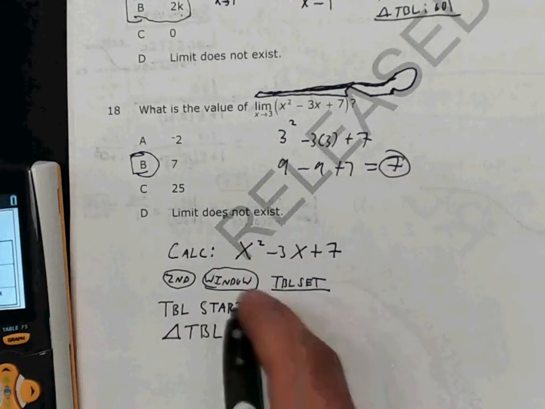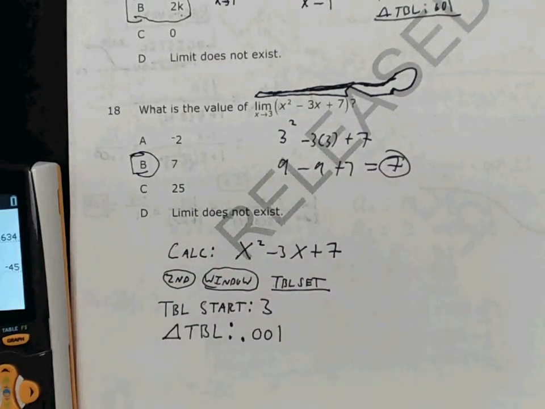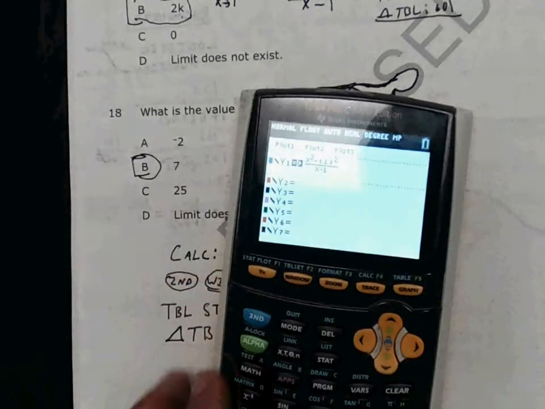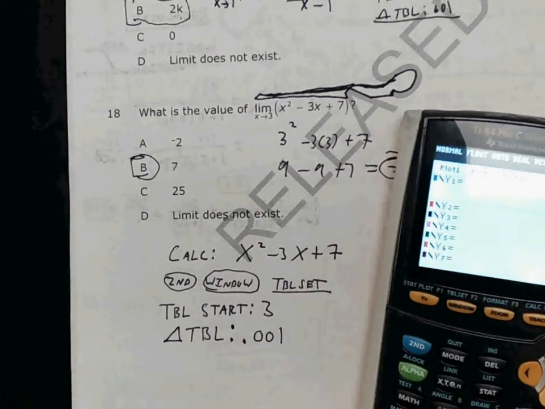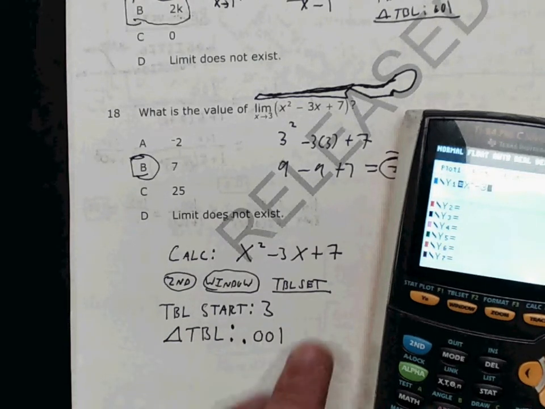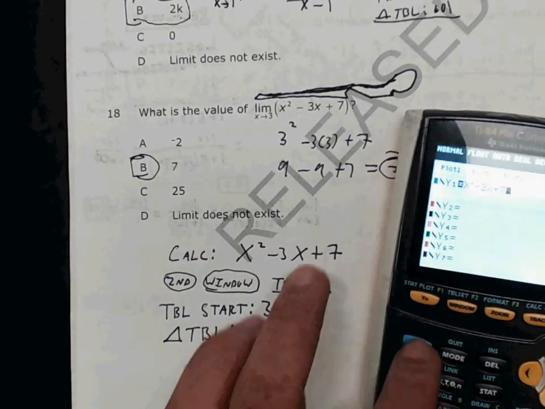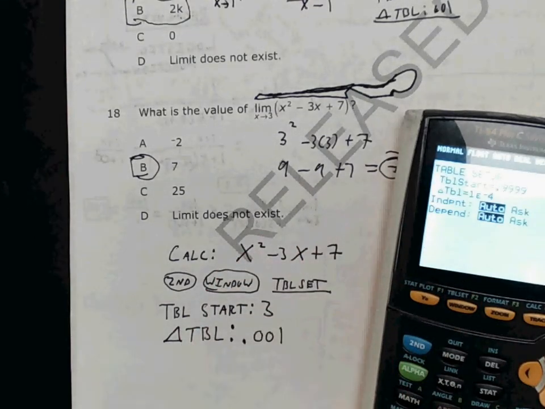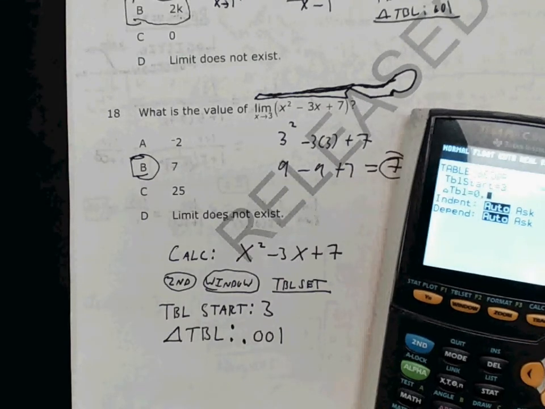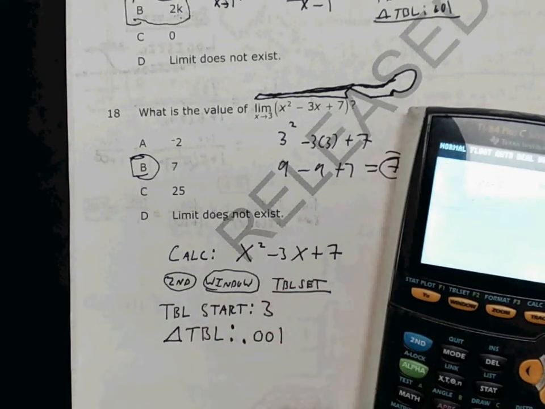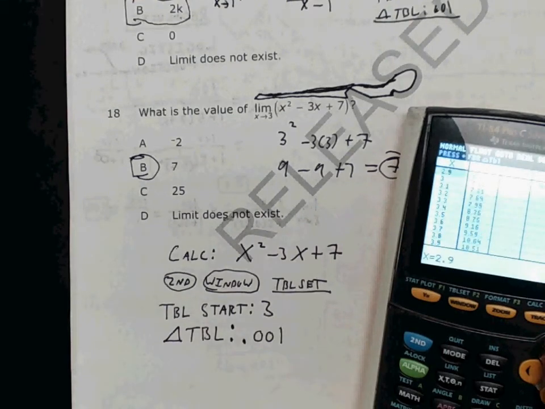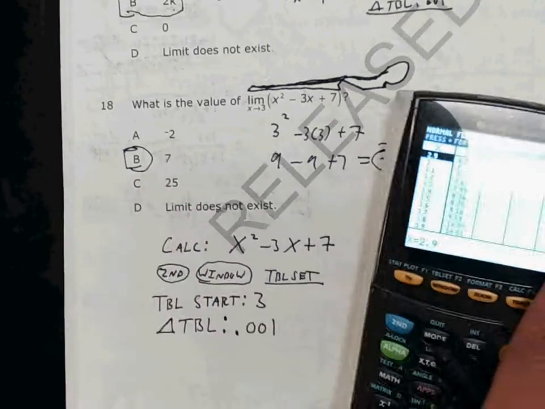If you really want to be sure, you can go to your y equals x squared minus 3x plus 7, second table set. We're looking at the table start when x approaches 3. Have the change in table, let's just do 0.1. Look at that table. When x is 3, y is 7. The limit is equal to 7.